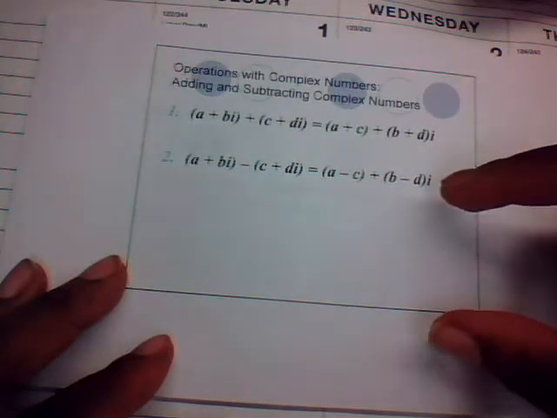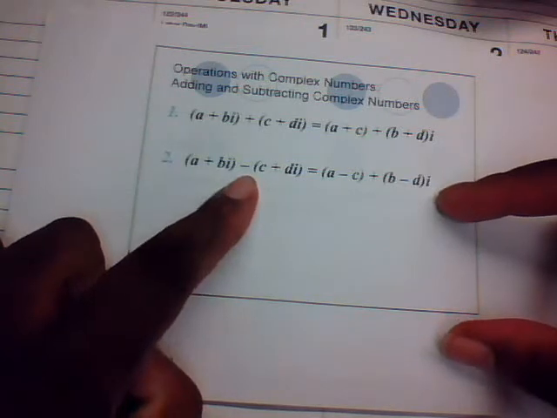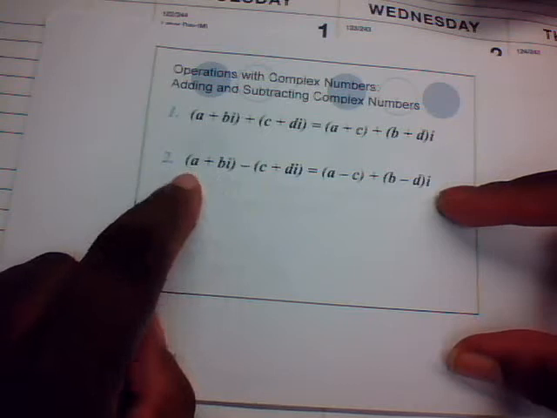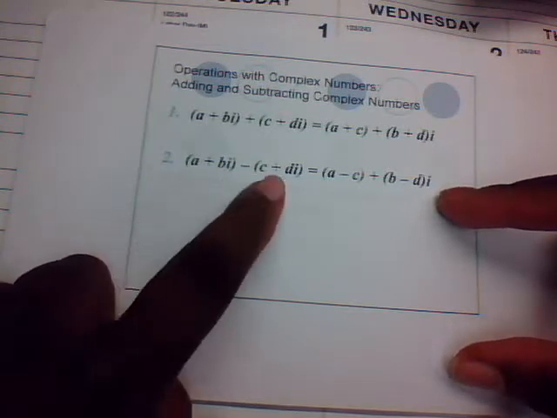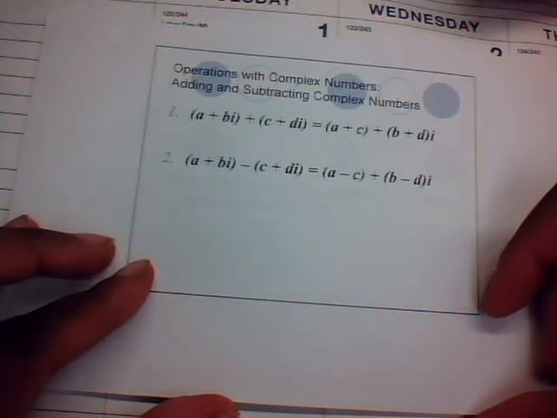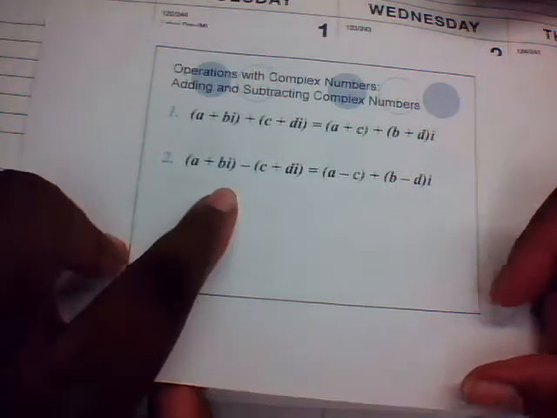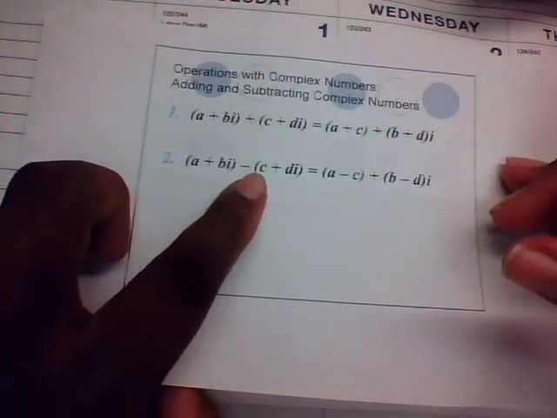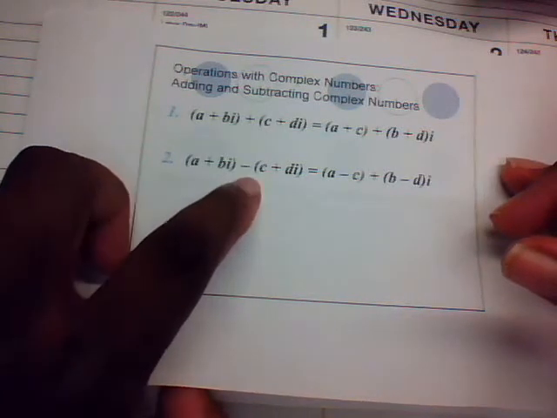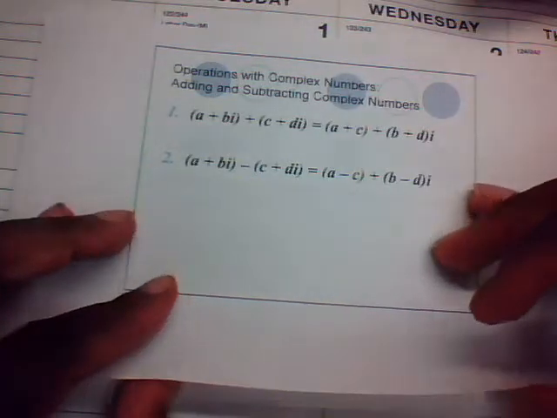And the same holds true for subtracting complex numbers. If you have a plus bi minus c plus di, we subtract the real parts and subtract the imaginary parts. Or another way you can think of it is this: the minus sign will change the sign of each and every term in the second complex number when you remove the parentheses, and then you can combine like terms as well.